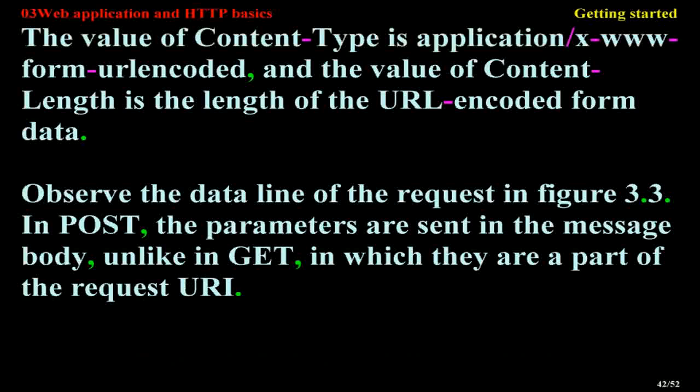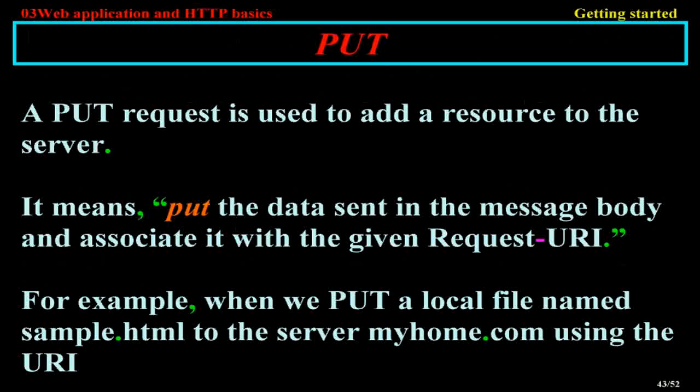The value of content type is application/x-www-form-urlencoded, and the value of content length is the length of the URL encoded form data. Observe the data line of the request in Figure 3.3. In POST, the parameters are sent in the message body, unlike in GET, in which they are a part of the request URI. PUT. A PUT request is used to add a resource to the server.